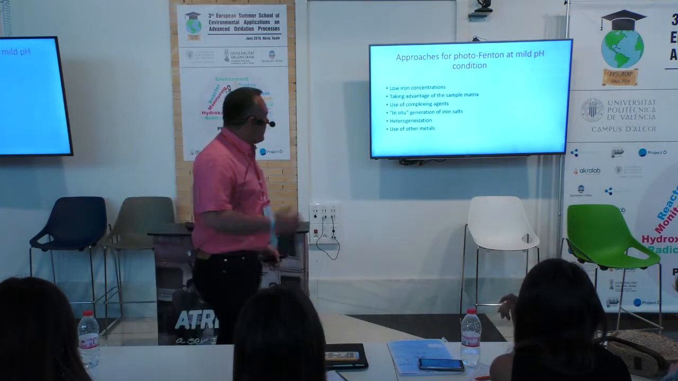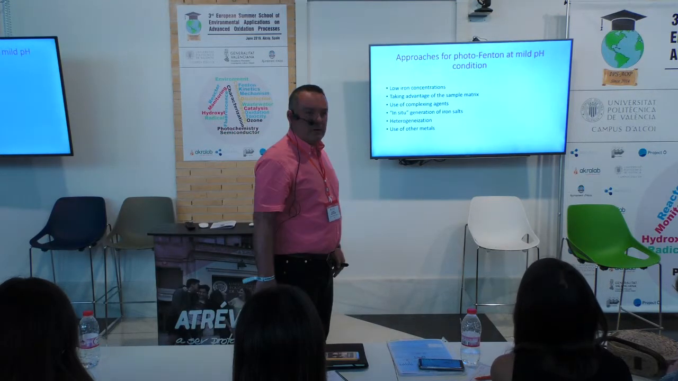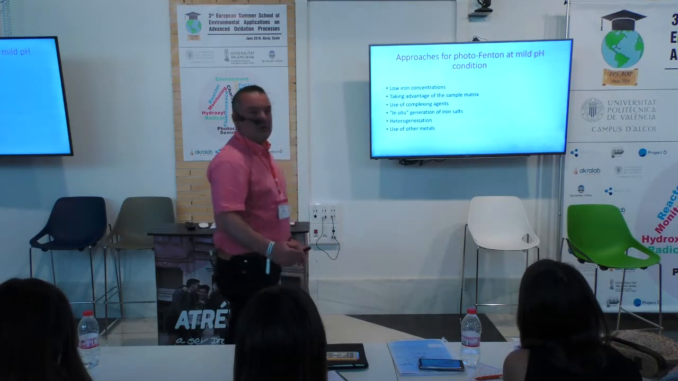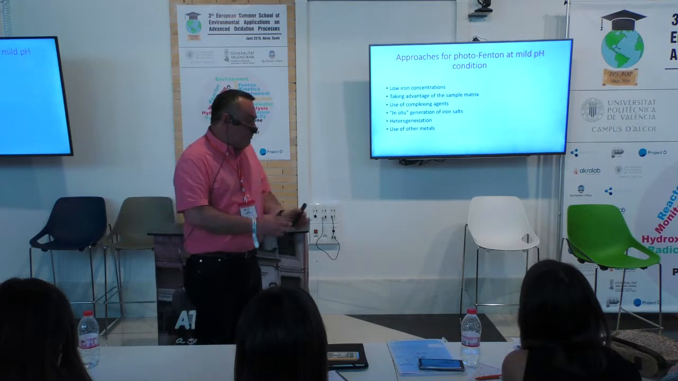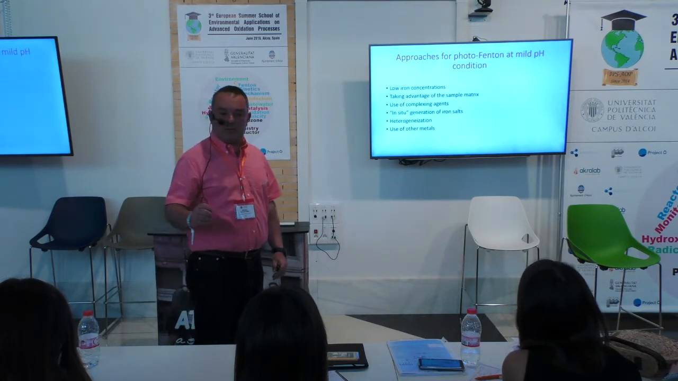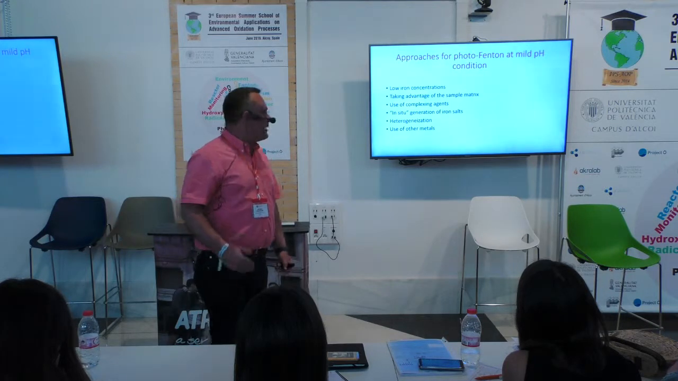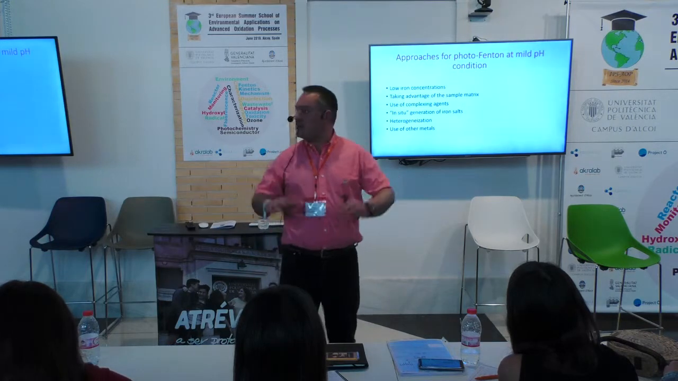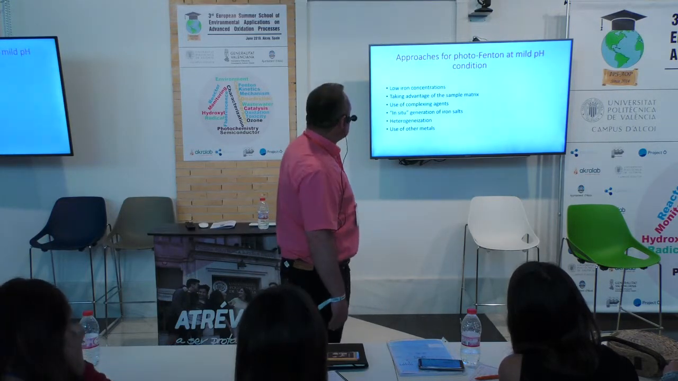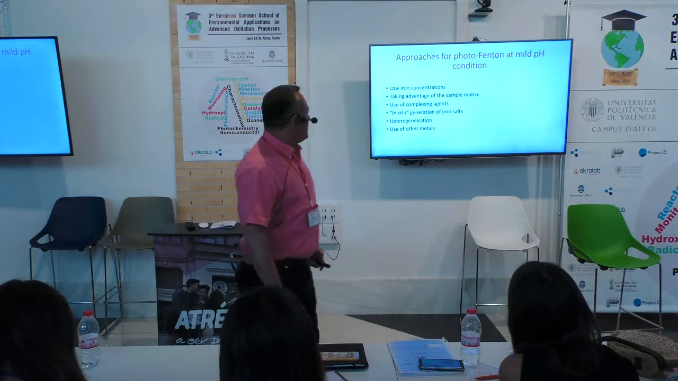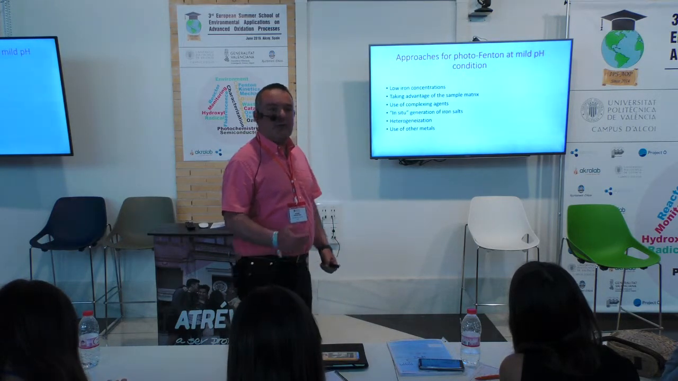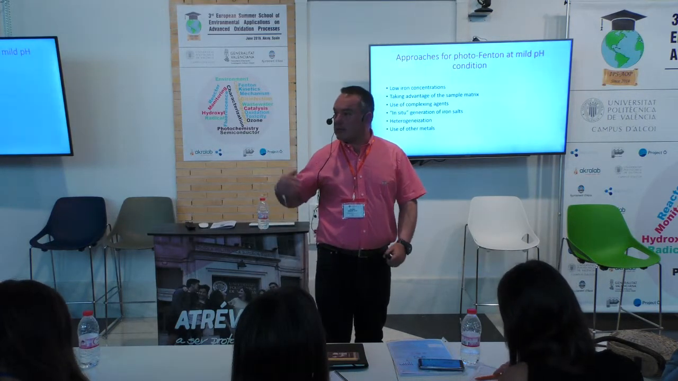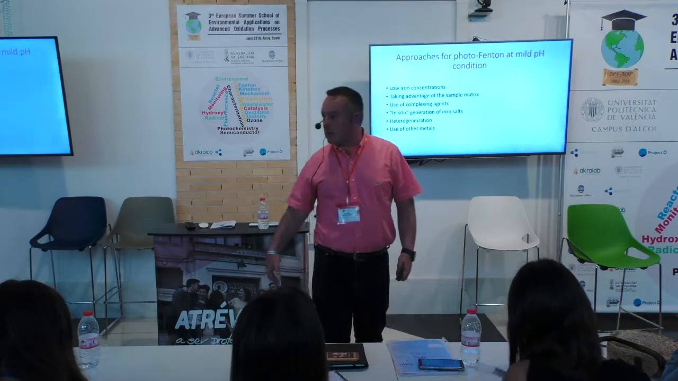To use low iron concentrations, for instance, very few milligrams per liter, even less than 1 milligram per liter. Photo Fenton is not efficient then, but if the concentrations are in the range of micrograms per liter, maybe they can work. Taking advantage of the sample matrix, as I told you before, maybe there are some complexing agents in the matrix. Use of complexing agents. In situ generation of iron salts, as I told you before: zero-valent iron, for instance, suffers corrosion, and the corrosion releases iron in the solution that can continuously replace the iron that is being deactivated.